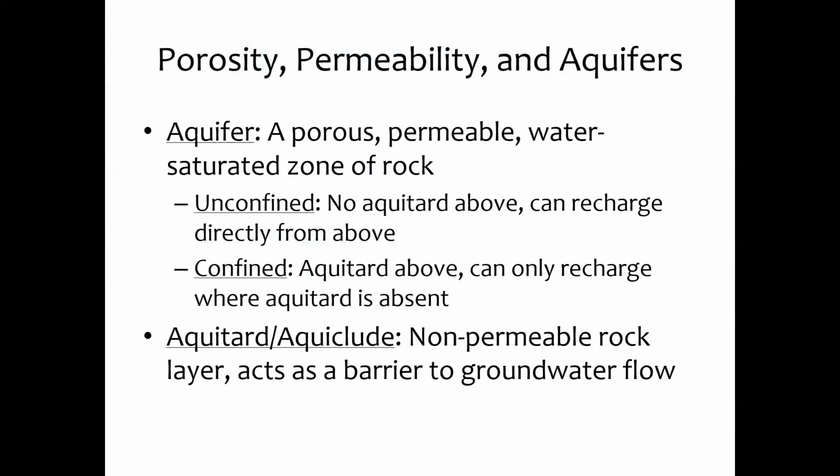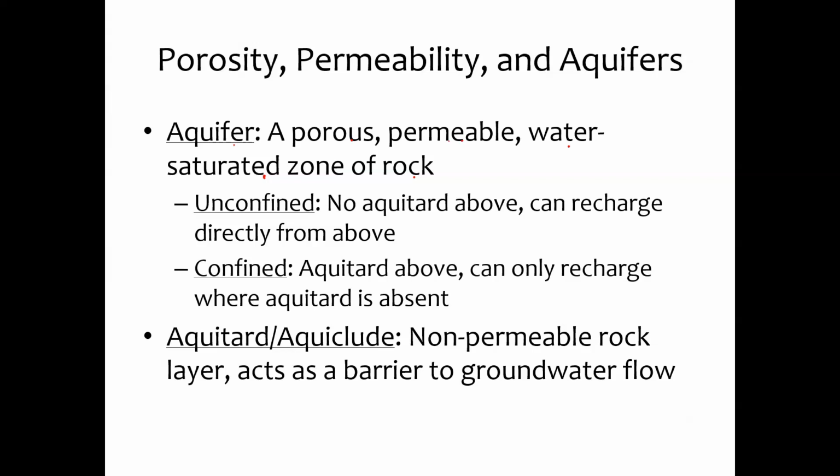So, some written out definitions here. An aquifer is a porous and permeable, water saturated zone of rock. Porous because it has to contain water, and permeable because that water has to be able to move through it. So it's a body of water under Earth's surface.